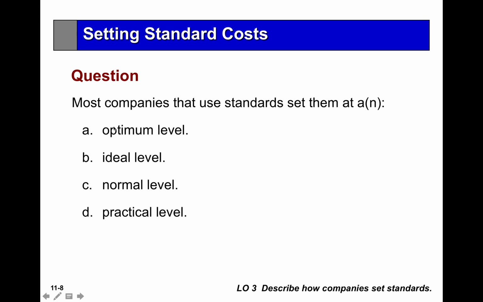And so, for example, this is a nice question. Most companies that use standards set them at optimum level, ideal level. So we know we don't want optimum or ideal level. Normal level, that looks right? And D is practical level. Now, practical level sounds a little fishy. What I'm trying to say is, what is practical? But normal is something like an average. So that is a much more meaningful idea than practical. Practical for some may be different. So normal seems the right answer.